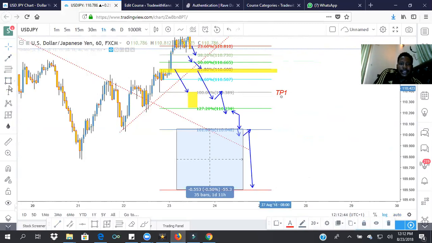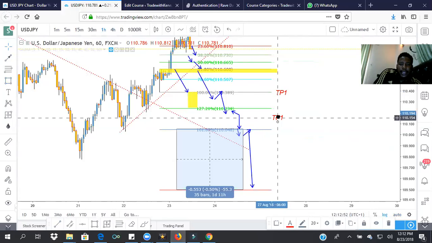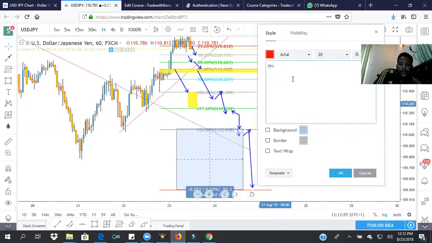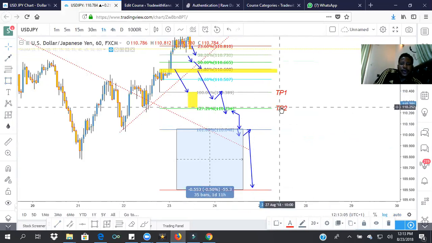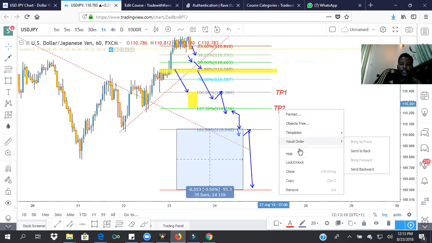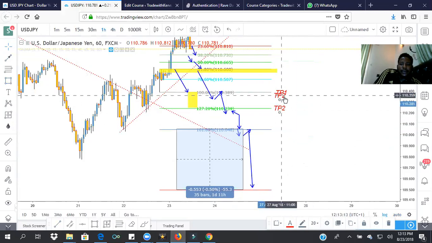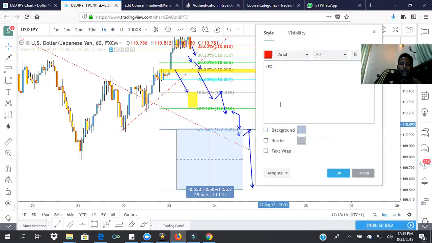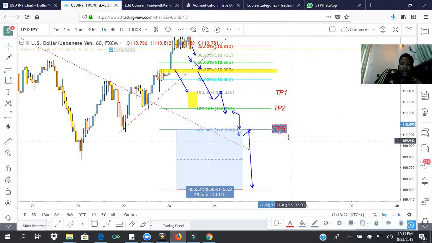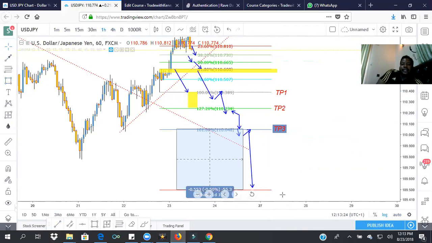Now, if the next one happens, then let me just clone this a little bit. Clone. Then you'll be looking to take your take profit 2 here, okay? So this is going to be your TP2. And then it goes on and on. If I clone this again, this can be your TP3. You see that? And then this can be your TP4.